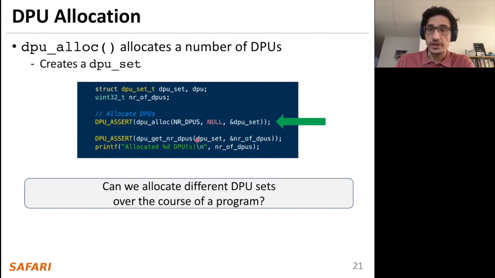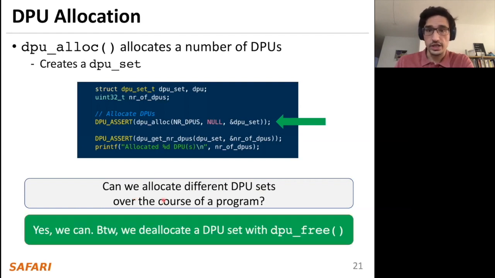So, is it possible to allocate different DPU sets over the course of the program? That's one question that we can ask ourselves. And the answer is that yes, it's possible, right? So we can invoke this DPU alloc multiple times and just reserve the number of DPUs that we need at some point. And after we are done with them, we can deallocate them by using this DPU free.